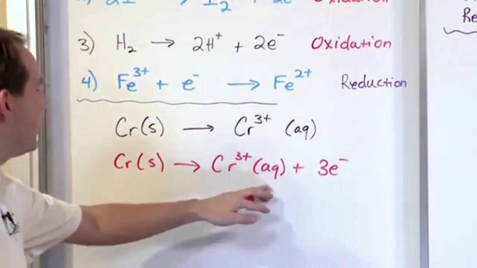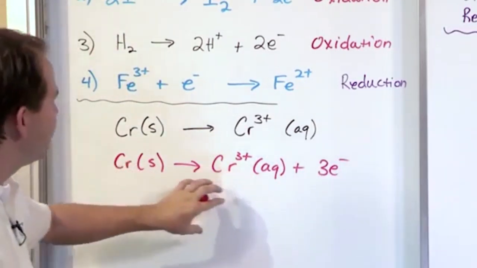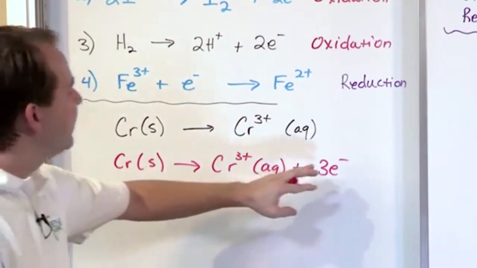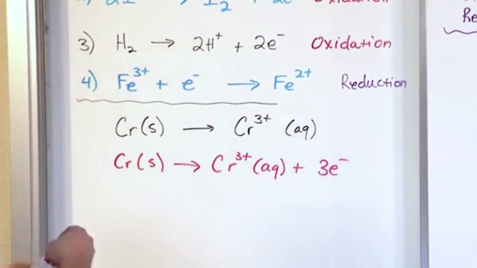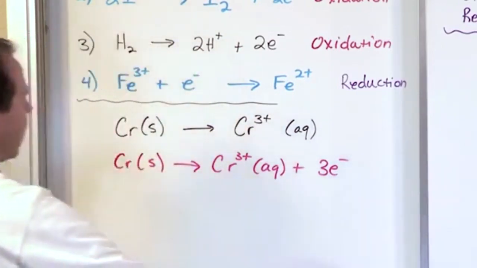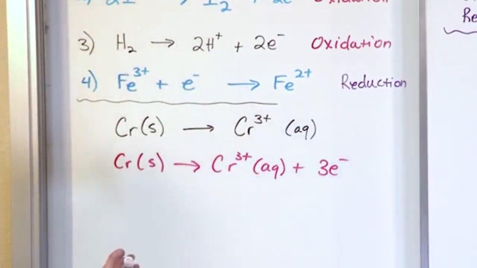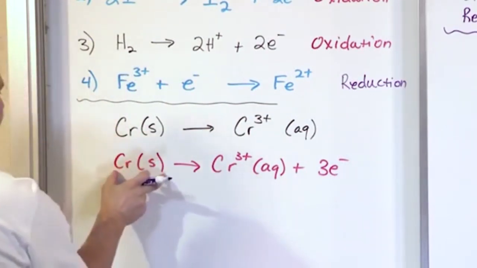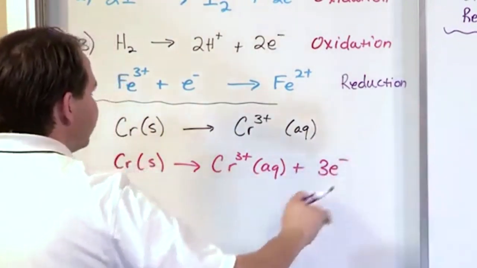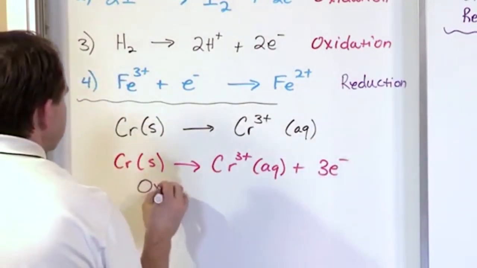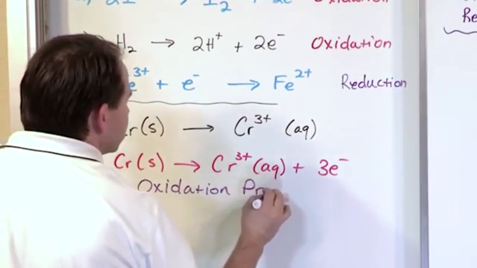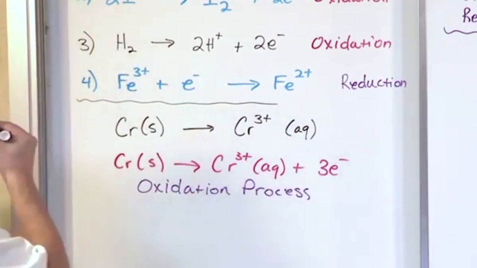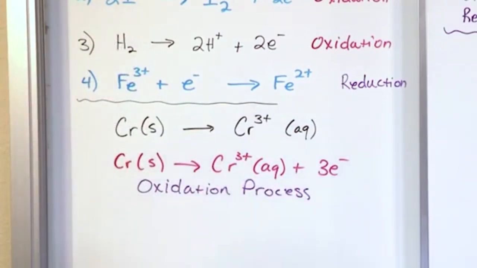So we have a balanced half reaction here because we have the atoms balanced, the chromium's balanced, and we're taking into account what's going on with the electrons. 3 electrons are gone away. Now, is this oxidation or reduction? Well, this is a situation where chromium is losing electrons, right? It's losing electrons because it started with a neutral atom. We end up with an ion plus some free electrons. So this is an oxidation process. Okay, this is a process of oxidation because chromium is losing electrons.